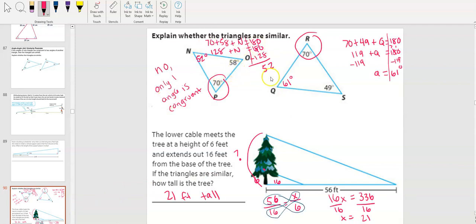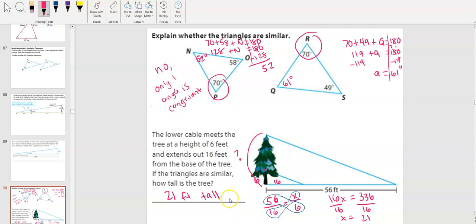All right, so for the first 2 triangles, you should have gotten no, they are not similar. Yes, they both have 70 degrees as one of their angles, but when I solve for the third corner Q on the right triangle, I got 61 degrees, which does not match an angle on the left. Just to triple check, I solved for the angle N on the left triangle, and it equals 52, which again does not match a second angle on the other triangle. So because only one angle is congruent, these are not similar.